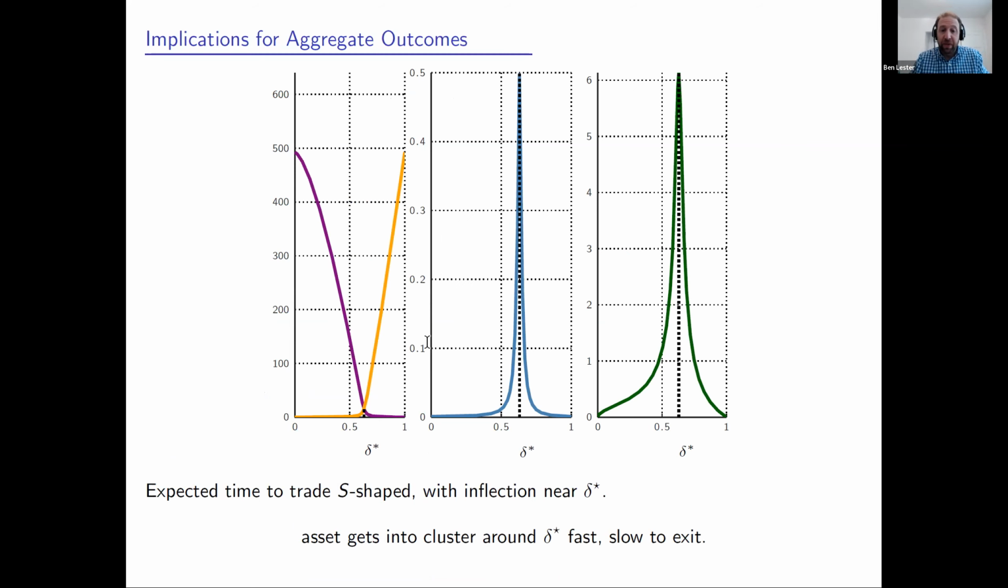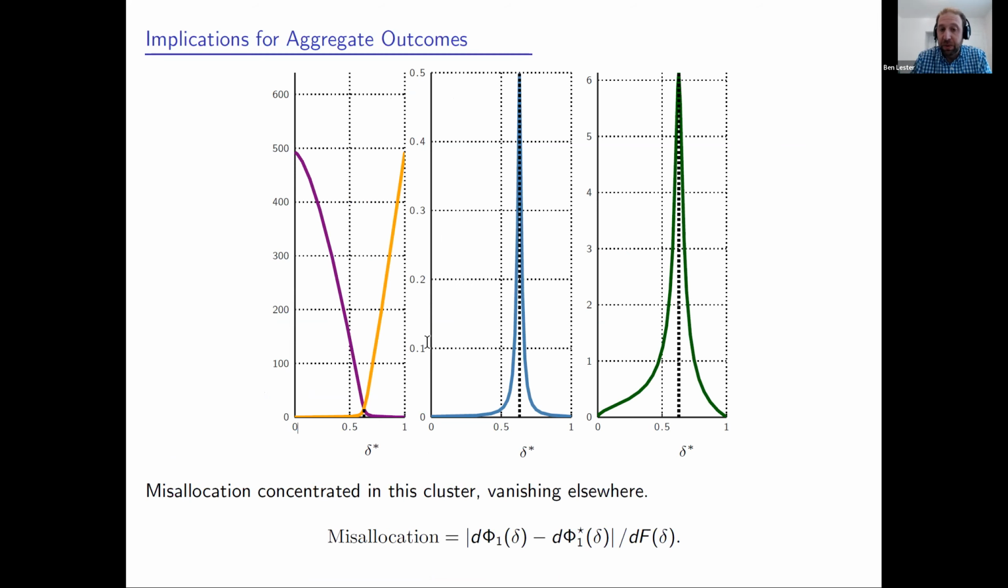The center graph then plots misallocation. So this is the difference in the allocation relative to the frictionless allocation. And what you see is that there's not a lot of misallocation towards the edges, because if you own the asset and you have a very low delta, you're not supposed to, according to the frictionless allocation, but you trade it really fast. So that doesn't happen very often. Or if you don't own the asset but you have a very high valuation, in the frictionless world you're supposed to, and you'll buy it pretty quickly. You'll meet somebody who will trade you that asset pretty fast.